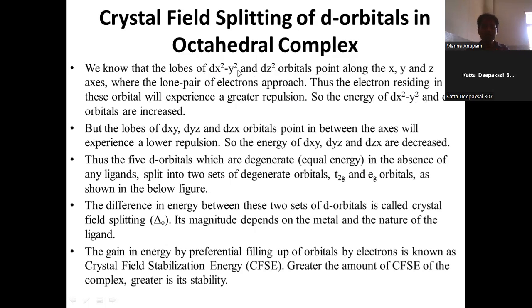Okay, so these dx square minus y square and dz square orbitals are present on the axis. They are directly influenced by the ligand. So that's why their energy is increased. Whereas dxy, dyz, and dzx, these are t2g orbitals, they are present in between the axis and not on the axis where the ligands are approaching, and that's why they have minimal repulsion with the ligands and their energy is reduced.